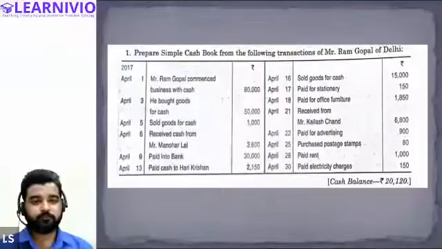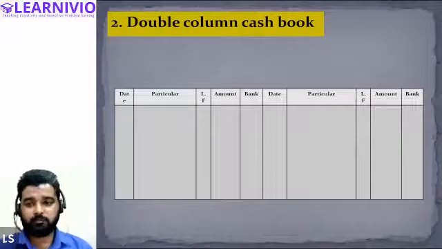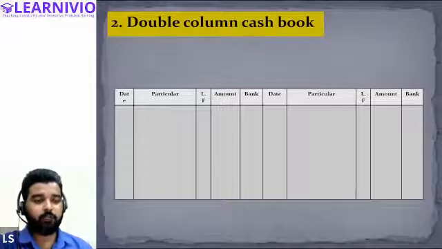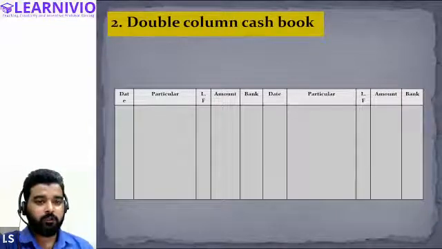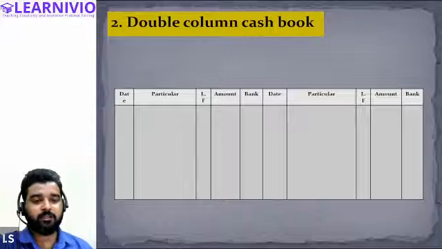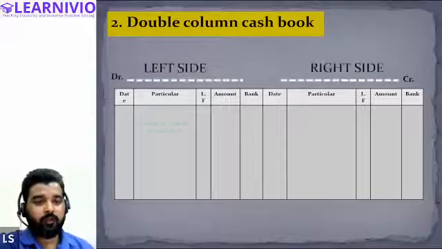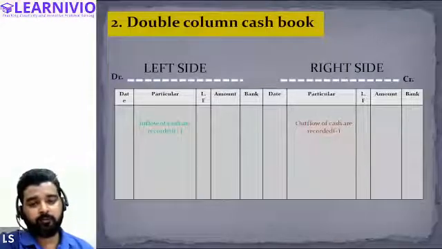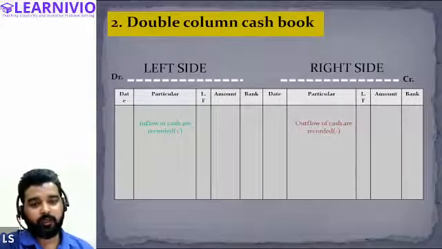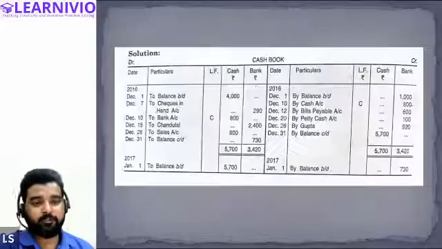After that, in the previous class we started double column cash book, and I told you that the single column and double column cash books look similar, except that we have an additional column in the cash account, that is for the bank. So the double column cash book contains the extra column for bank transactions also. And everything remains the same. The debit side records the inflow, and the right side, the credit side, records the outflow of cash and bank.